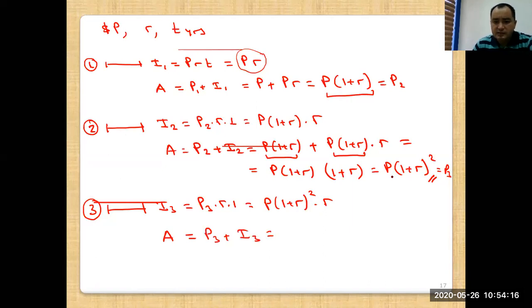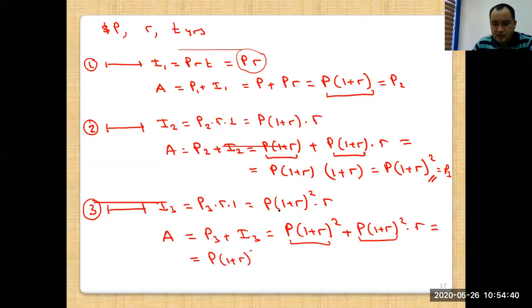P sub 3 equals P(1 + R) squared, plus I sub 3, which is equal to P(1 + R) squared times R. What is the common factor? If you notice, these things are common factors, right? Take this out, P(1 + R) squared. And what is left here? 1 is left here. How about here, we took this out, R is left here, right? And (1 + R) squared times (1 + R), so that is (1 + R) cubed.